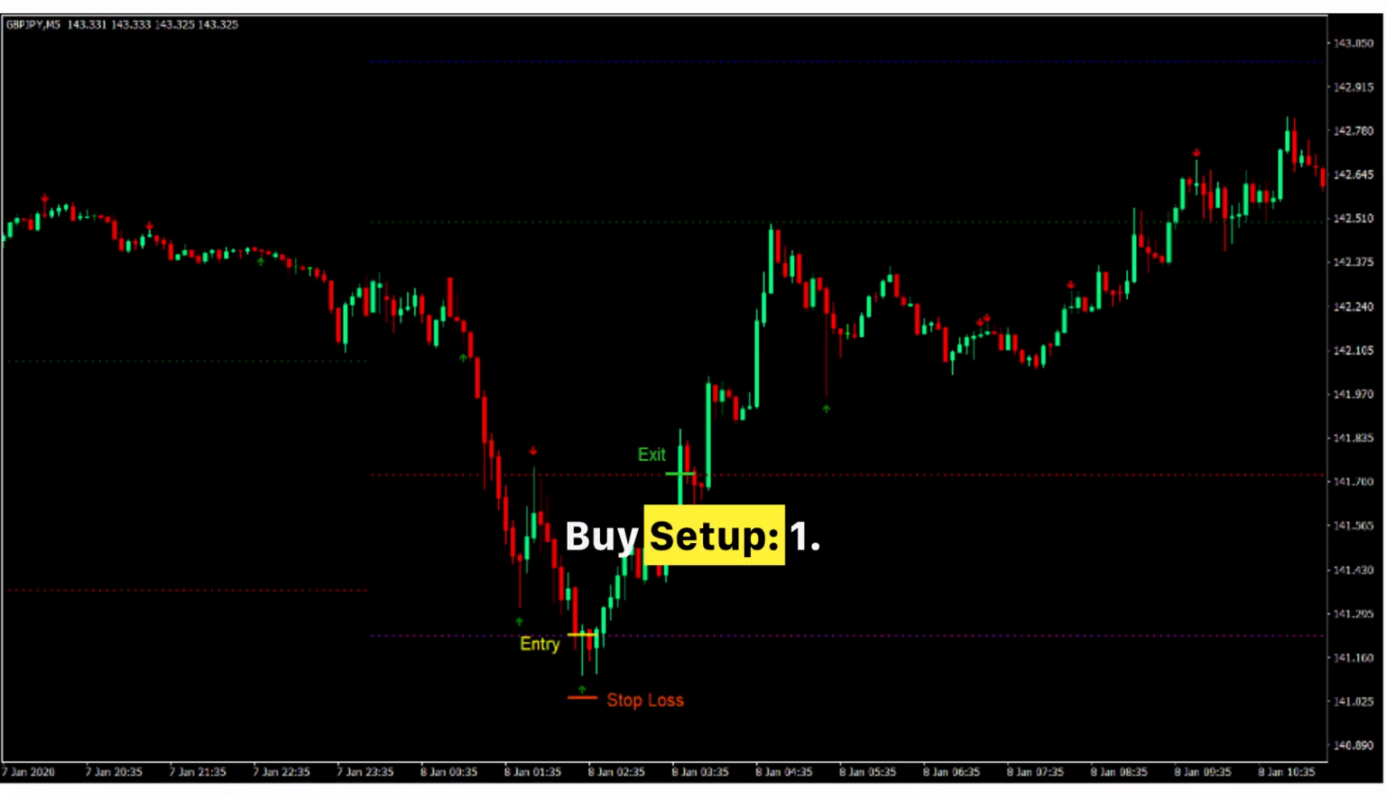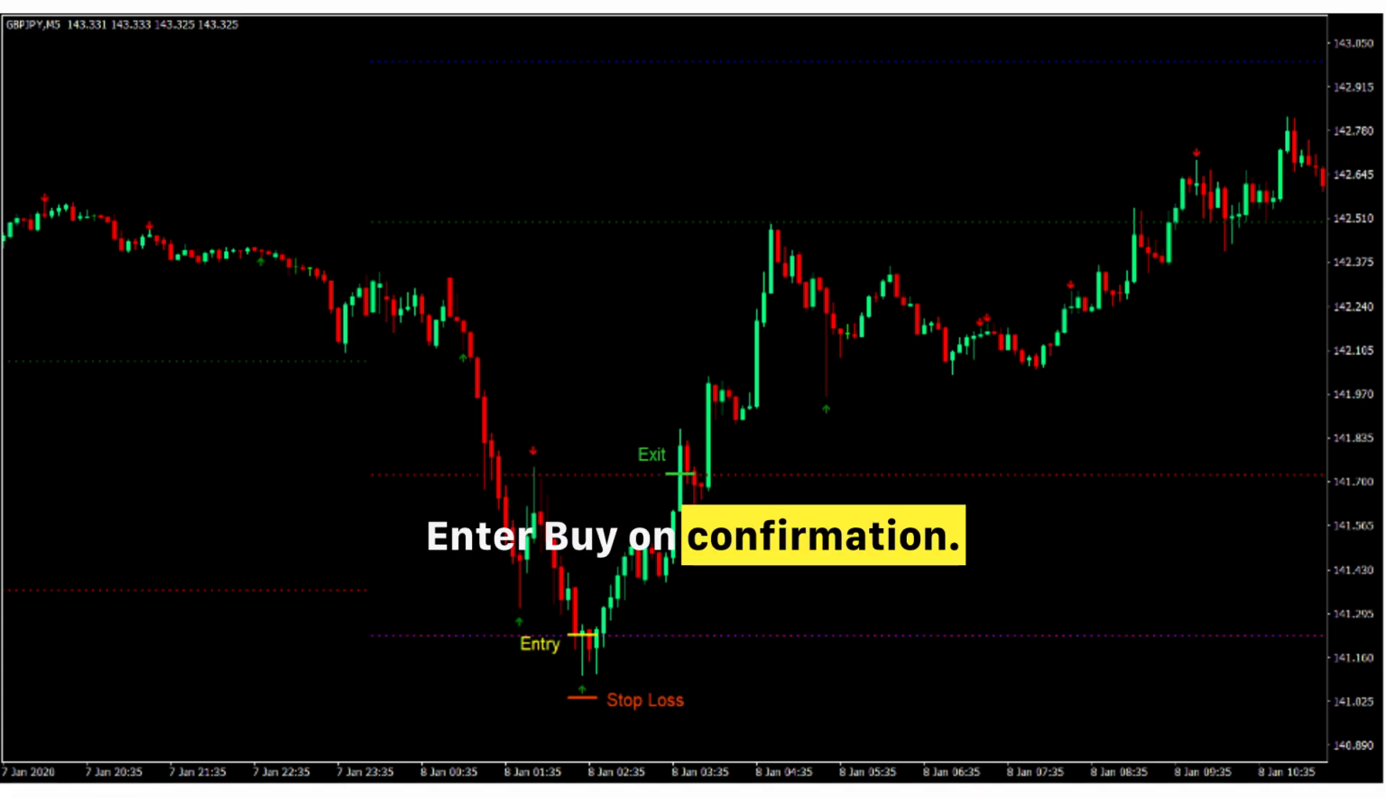Buy setup. 1. Price touches a pivot support area, e.g. S1, S2. 2. Price shows rejection in that zone, a bounce. 3. Pin bar indicator plots an up arrow. 4. Enter buy on confirmation.